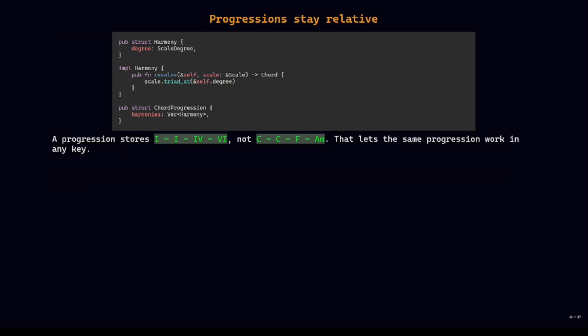Chord progressions are a harmony that can be for now just a single chord, but for extensibility, on harmony we can add a seventh or a ninth or something like that to make more complicated chords. And a chord progression is just a list of harmonies.